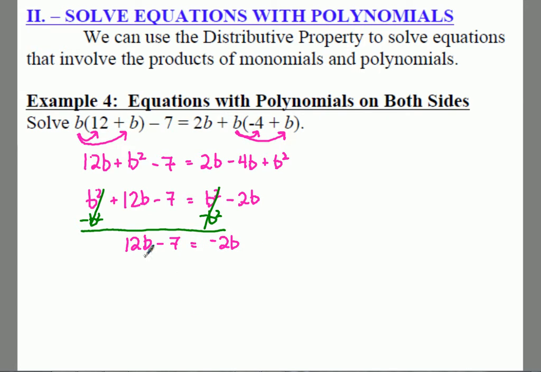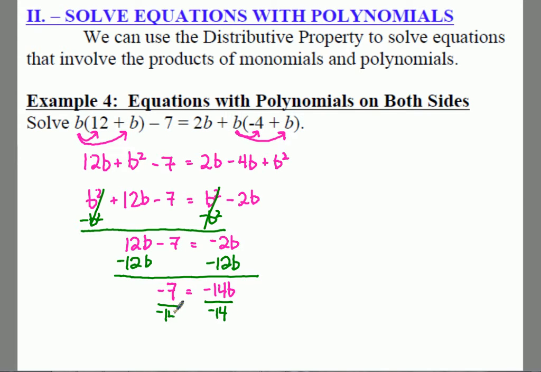So I'm going to move this 12b over to the right, and I'm going to do that by subtracting a 12b. So I'm going to get a -7 is equal to a -14b. And so sometimes people are going to get to this point and they're like, hey, the answer is -2. No. -14 times 2 is not going to give you a -7. So you need to actually divide by -14.